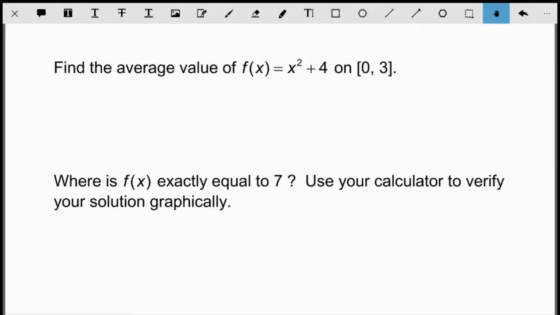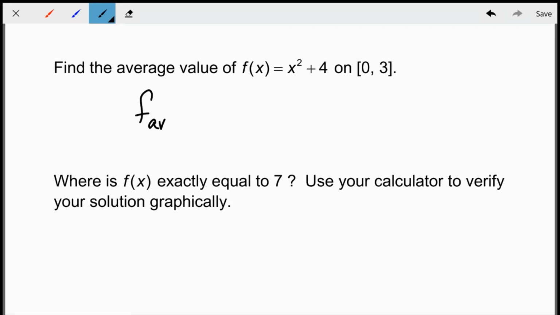Okay, so I've just got a couple of quick examples here for you on this topic, and these are pretty easy, and you'll see that when we deal with average function value, this is not really something that should challenge you that much, as long as you can get your head around conceptually what's happening when you find that average function value. So this is: find the average value of the function x squared plus 4 on the interval 0 to 3. Sometimes you'll see it written like this, f with the subscript average.